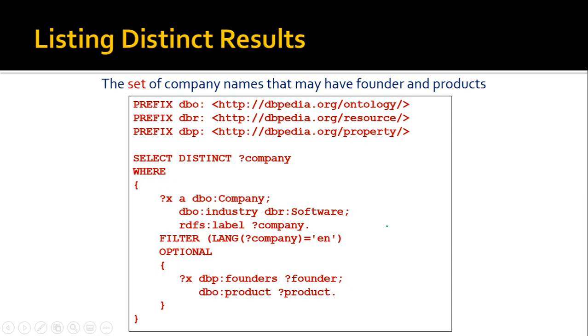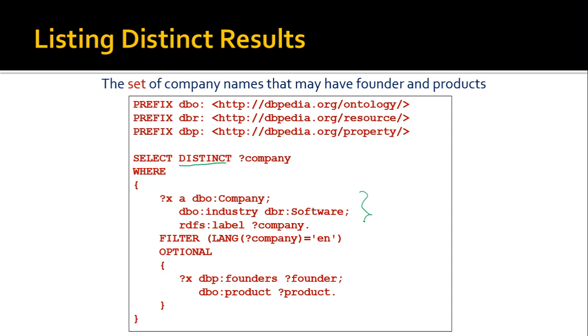Now, in many cases, you will see that in the set of results or the list of results you are getting, there might be repetitions, and these repetitions may be annoying, and they might give you wrong calculations, right? So you want your output in many cases to be a set, not a kind of bag where you have repetitions of the same entity, right? So for that, we'll be using this keyword distinct, right? So what we are doing in this query is retrieving the set of company names that have founder and product. This is a query that we have seen earlier.